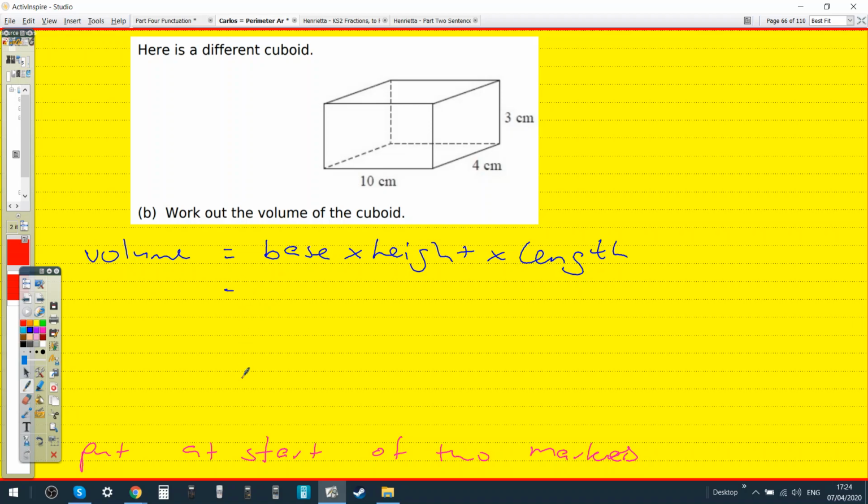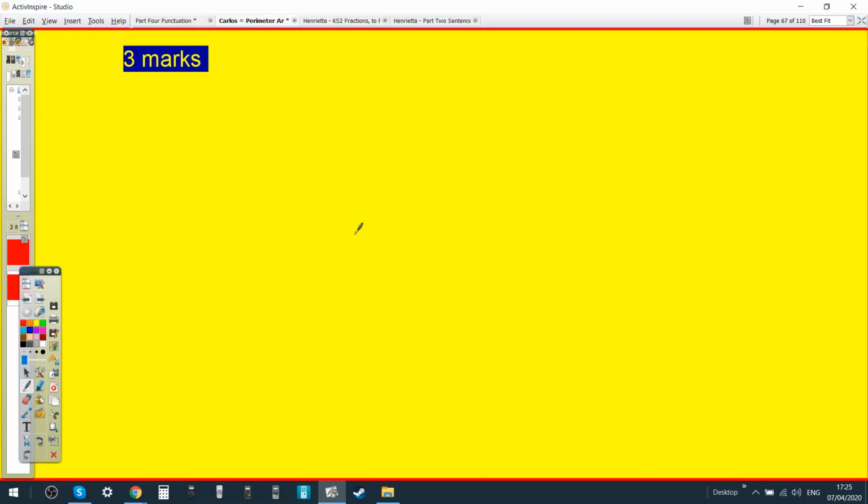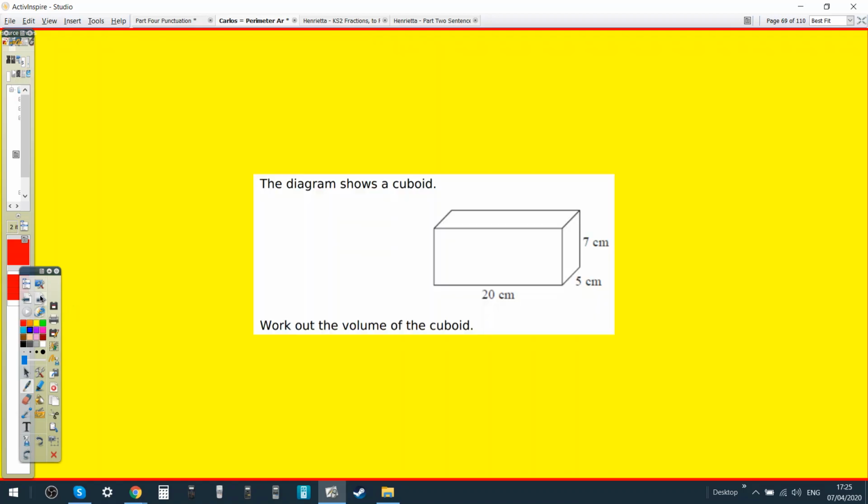So what's the base? What's the height? What's the length? The base is 10 centimeters. The length is 4 centimeters. And the height is 3. So then it would be 30 times 4, which is 120. What's the unit? Centimeters cubed. Well done. So that was a calculator one.